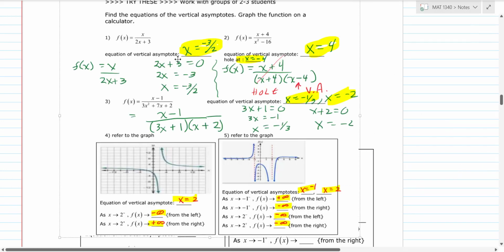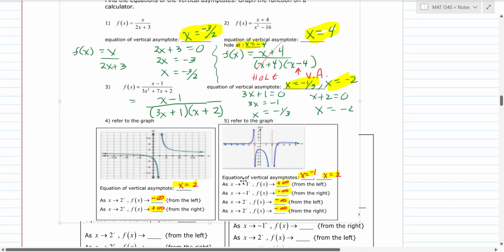Okay, so what you should have, number 1, you just have x equals -3/2. Everybody got that. Number 2, you did have a cancellation of x plus 4. So you have a hole at -4 and a vertical asymptote at 4. I don't think I saw much go wrong with that. Number 3, the factoring's a little harder. If you factor the denominator, you have 3x plus 1, x plus 2. So you'll have 2 vertical asymptotes. Nothing canceled, so x equals -1/3, x equals -2.